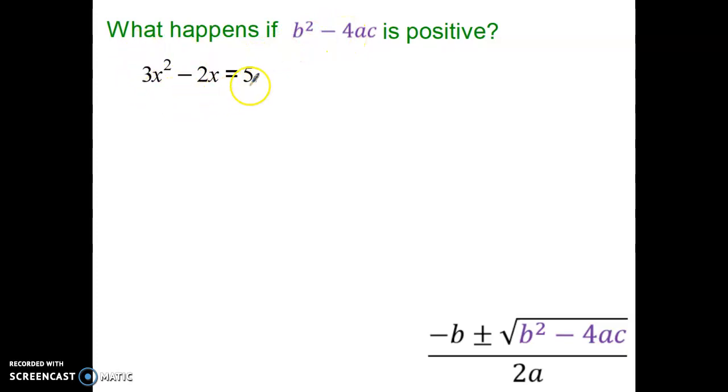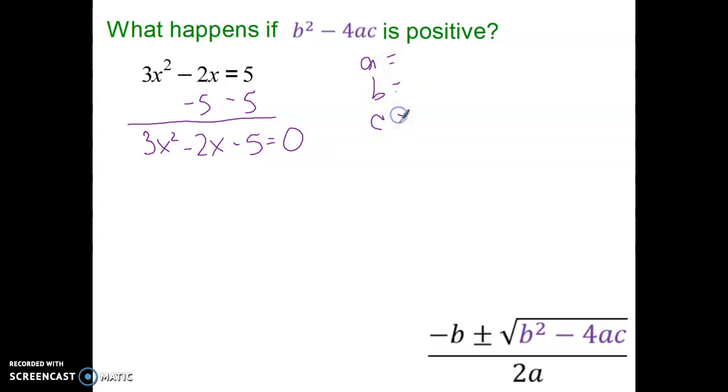Okay, well, turns out there's another possibility when b squared minus 4ac is positive, so let's investigate that. Well, this one is different because I don't have equal to 0. You guys remember when we were factoring, before we could say what a, b, and c were, we had to make it equal to 0. The same thing is going to be true here. So I'm going to make this one equal to 0, 3x squared minus 2x minus 5. Those are not like terms, so I'm not going to put them together.